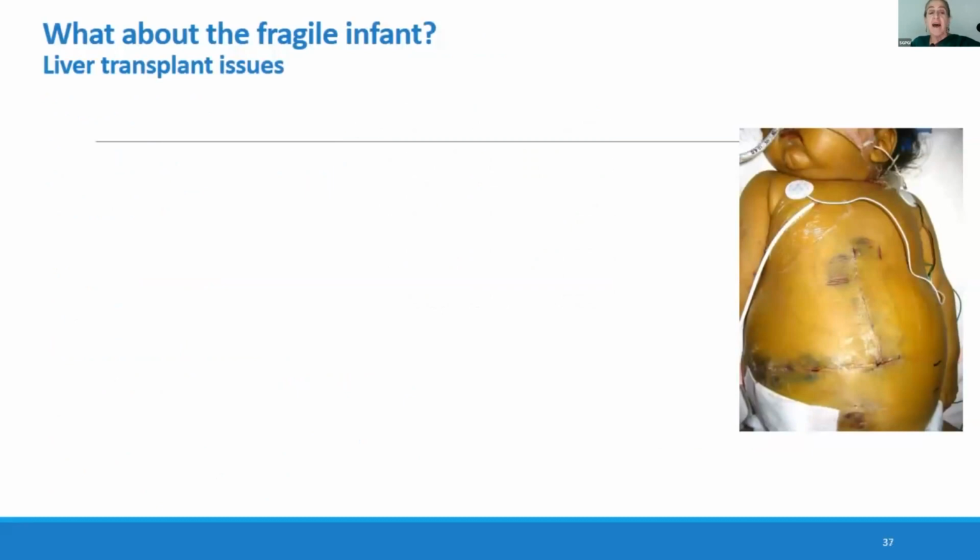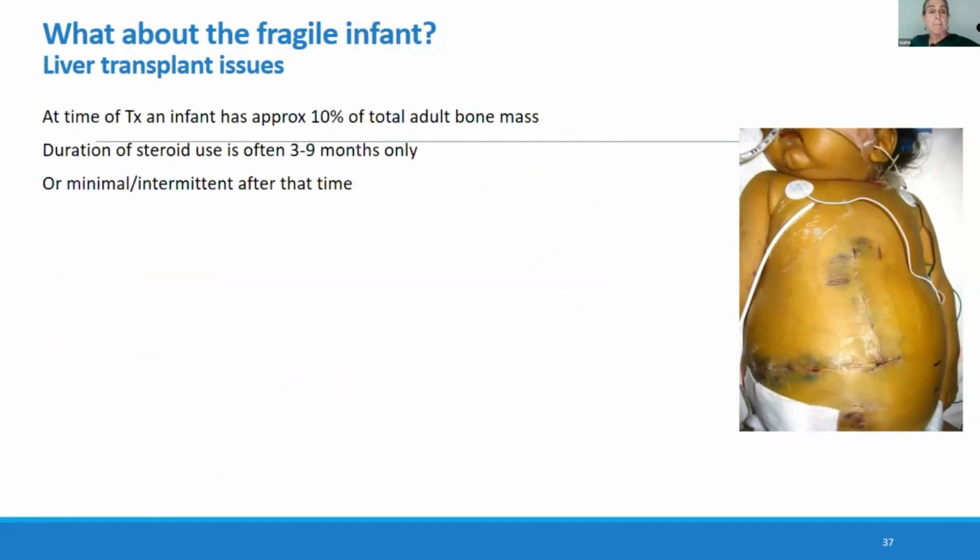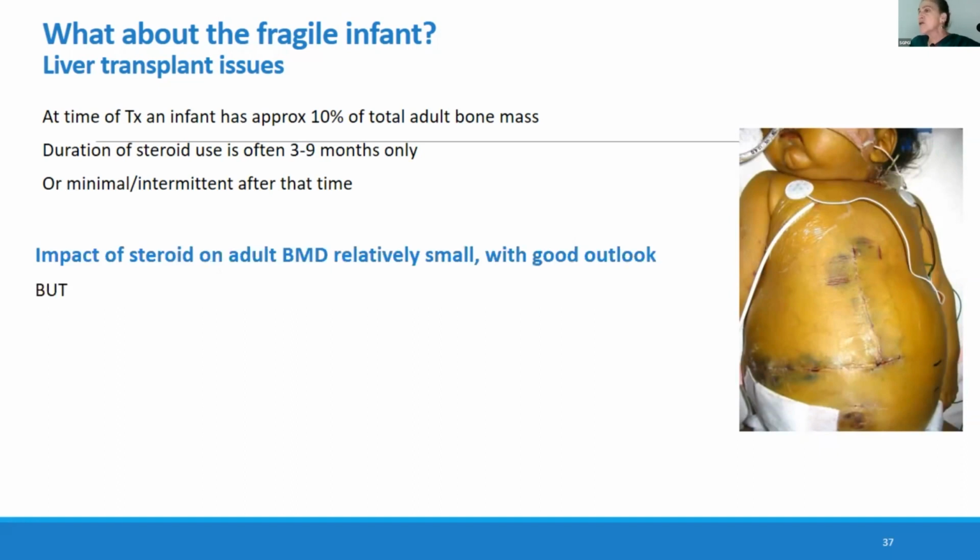And there we have a fragile infant. You will recognise this baby with biliary atresia who's about to have a liver transplant. At the time of, if he's lucky enough, having a liver transplant, he's only got about 10% of his adult bone mass. He'll only have a few months, if he's lucky, of high-dose steroids to keep the liver in place. And they may even be intermittent after that, or not at all if tacrolimus or something similar works for him. The impact of the steroid on his bone mass, therefore, will be relatively small. But babies like this don't grow. You can't see rickets, but they have rickets because they don't have a functional liver, they don't have any vitamin D, and nothing gets to their bones.